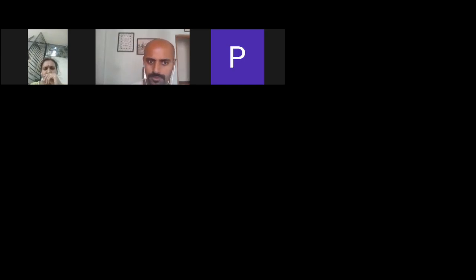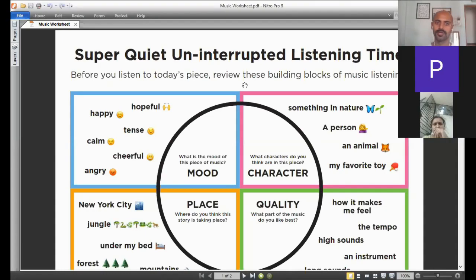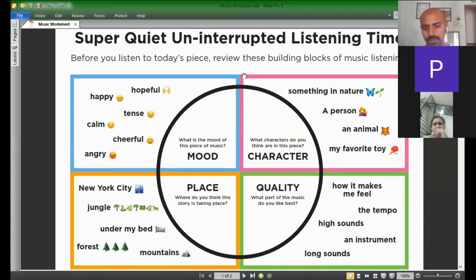So if you do want to have some kind of a worksheet or some kind of thinking going on with music, with movies, this is like an empathy map, but this is more about you. This is more about yourself. So this will be very helpful in self-expression. This will be very helpful in introspection.